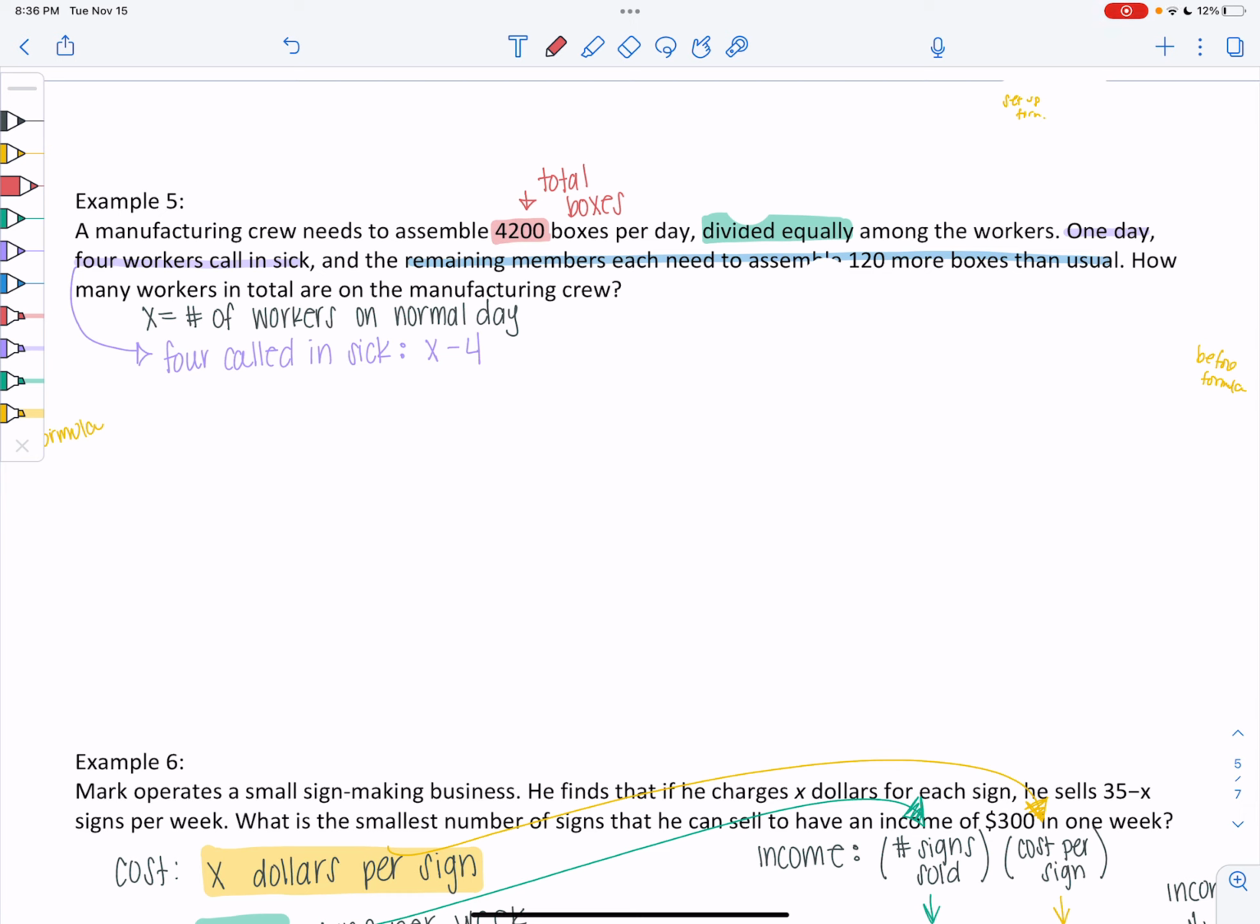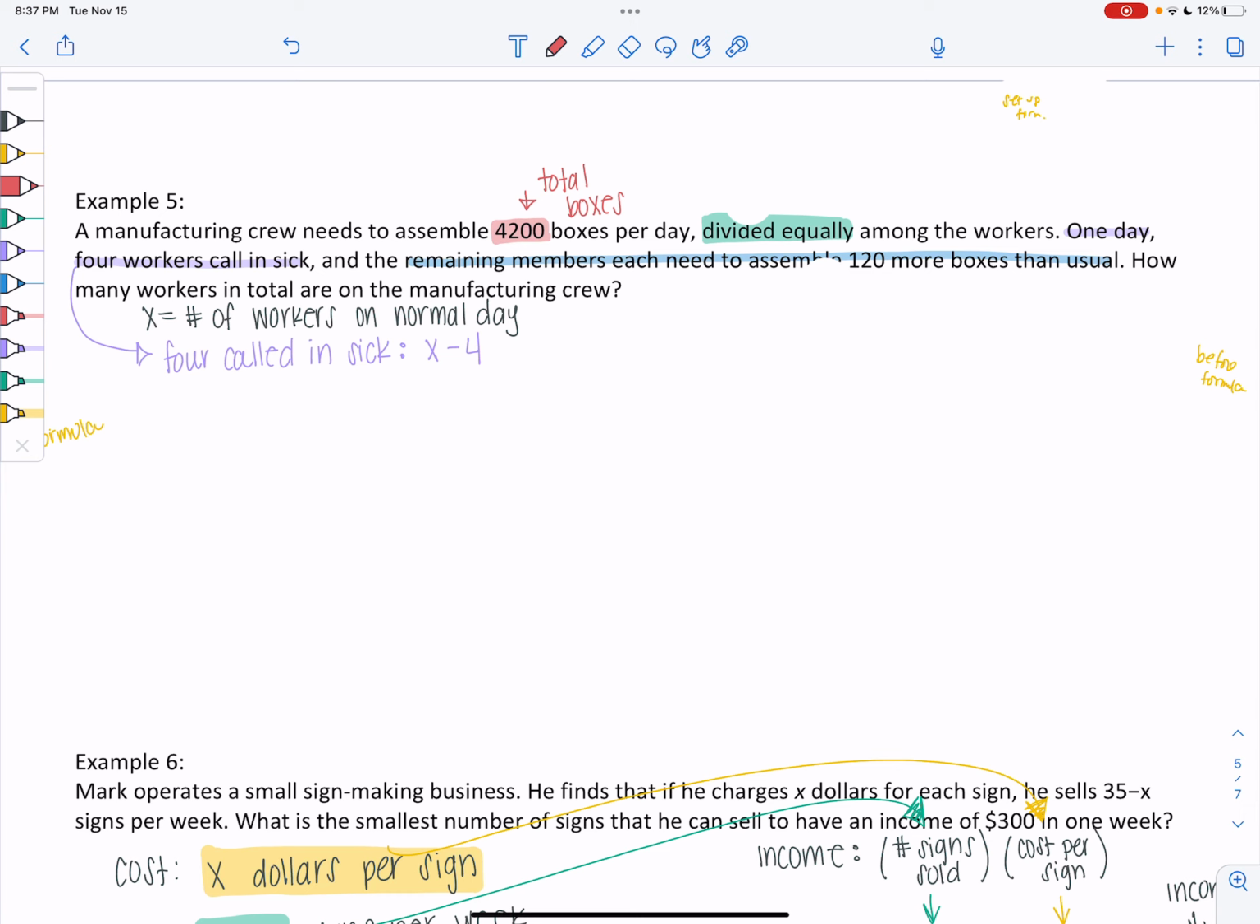So here's example 5 out of the blank notes. A manufacturing crew needs to assemble 4,200 boxes per day, divided equally among the workers. So what that's just saying is we have all these boxes that need to be put together, and however many people are there, we're going to divide them up so that everyone's doing the same amount of work, ideally. One day, 4 workers call in sick, and the remaining members each need to assemble 120 more boxes than usual. How many workers in total are on the manufacturing crew?